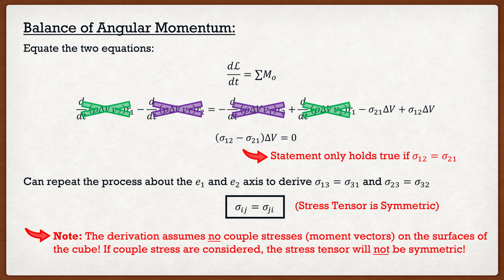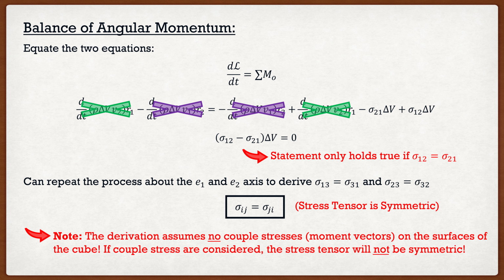Now, one last thing I want to touch upon before we end this lecture is that when we derived this, we assumed no couple stresses. So when we were looking at the faces of our cubes, we assumed there were only stress components. However, in some applications, a lot of them more electrical or magnetic, in addition to the stress components, there are also couple moments. So there are moments on the edges of the cube. If we consider those moments, then our summation of the moments is going to change, of course. And if that changes, then we actually don't derive the following equation. So if we consider couple stresses, our stress tensor actually may not be symmetric.